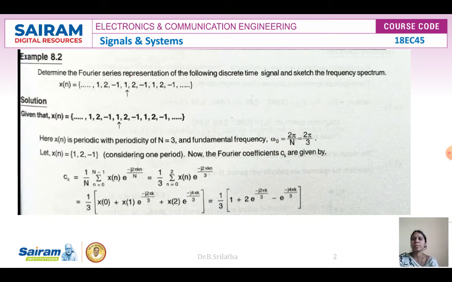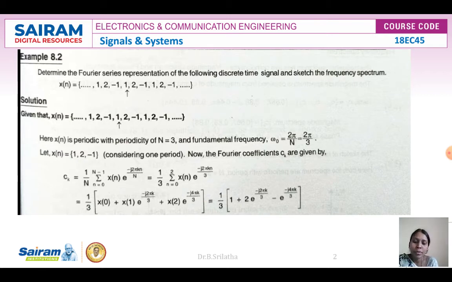Now how to solve it? Given x of n as in the question, before finding the Fourier series representation, first we need to find the periodicity, whether it is a periodic signal or not. Here it is a periodic signal: 1, 2, minus 1 keeps repeating. So the three values are repeating, which means it is a periodic signal with period N equal to 3. So omega naught is 2 pi by N, that is 2 pi by 3. Now the Fourier series representation exists.